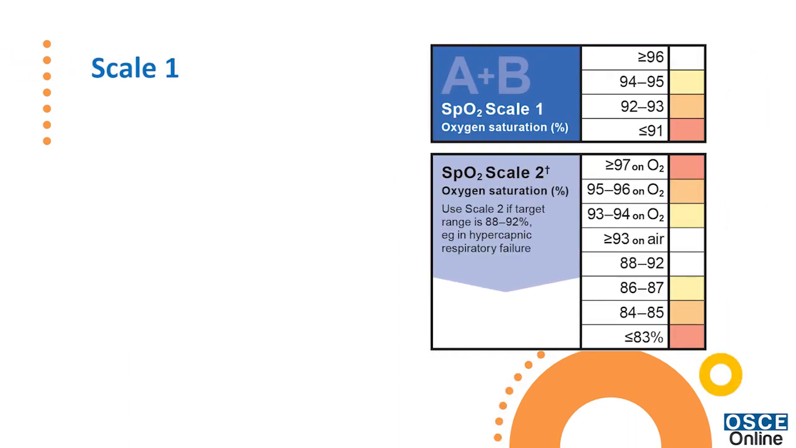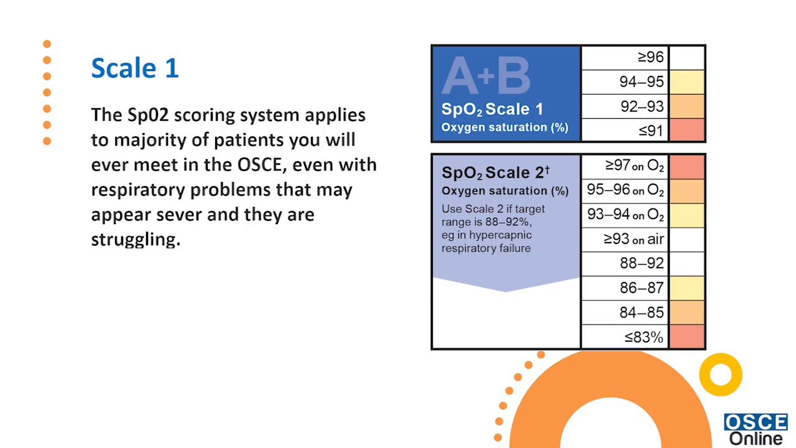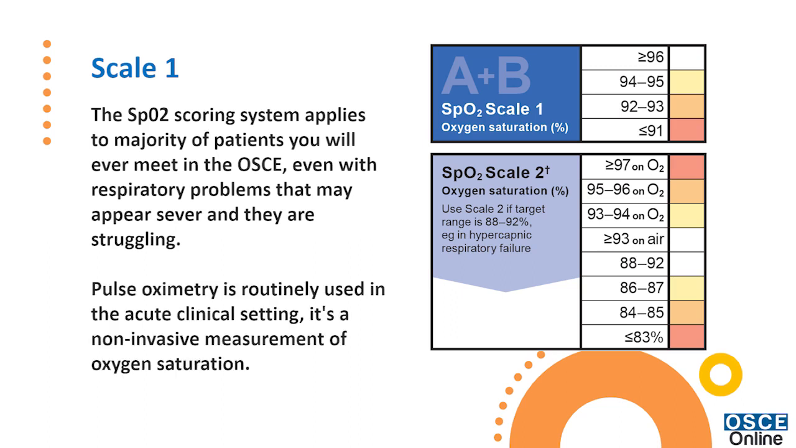Scale 1. The SpO2 scoring system applies to the majority of patients you will ever meet in the OSCE, even with respiratory problems that may appear severe and patients that appear they are struggling. Pulse oximetry is routinely used in the acute clinical setting. It is a non-invasive measurement of oxygen saturation.